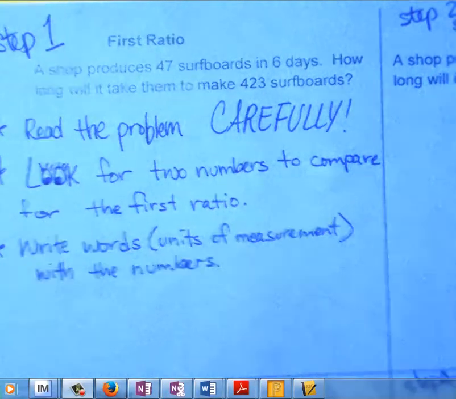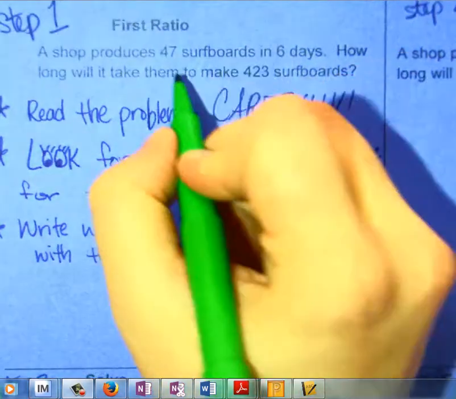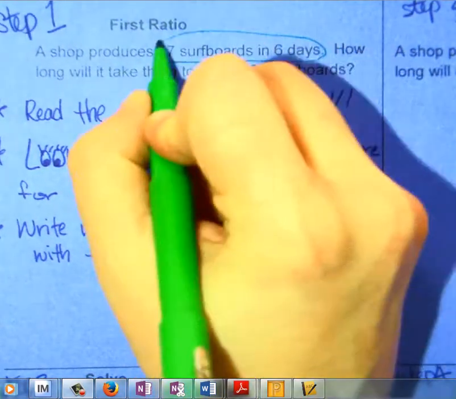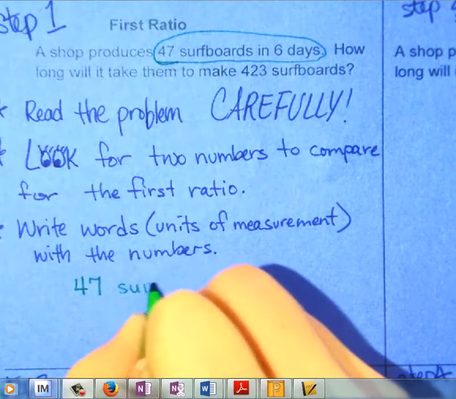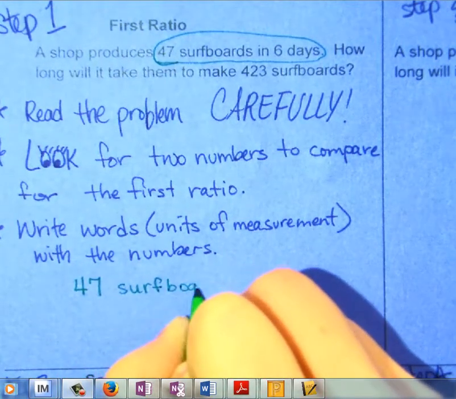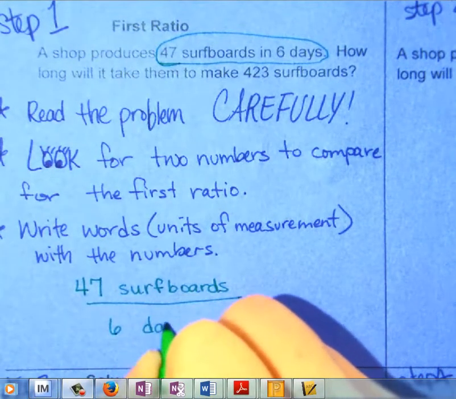So looking at this particular problem, a shop produces 47 surfboards in 6 days. That's going to be our first ratio: 47 surfboards in 6 days.